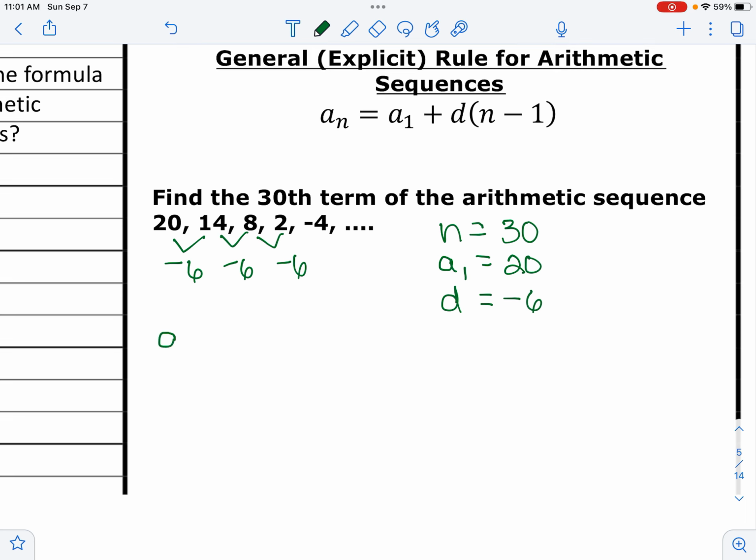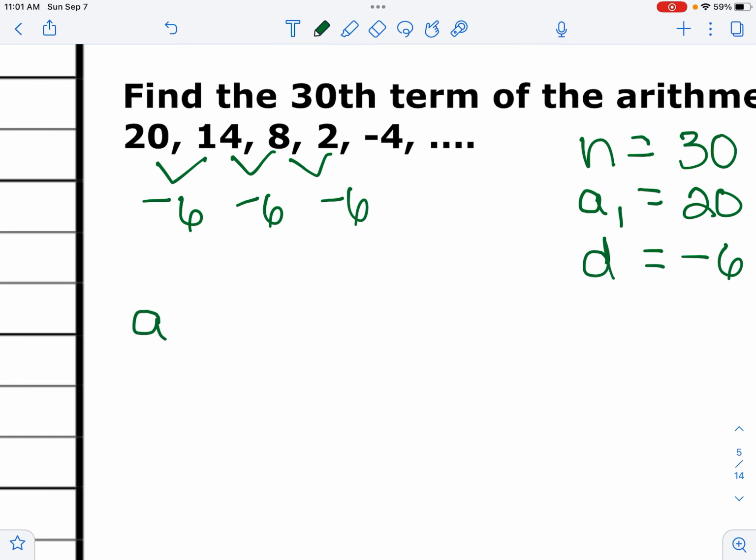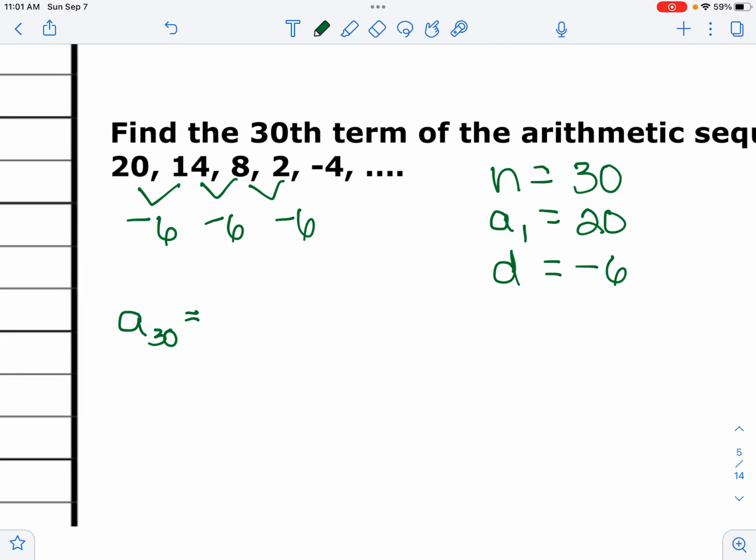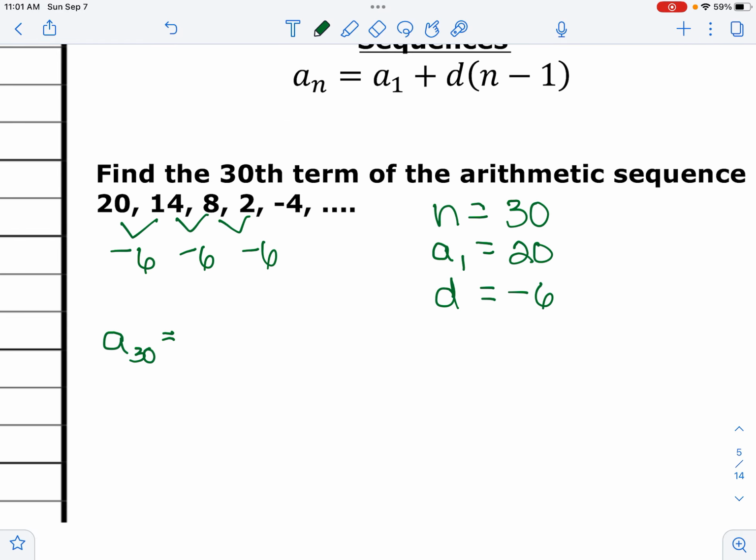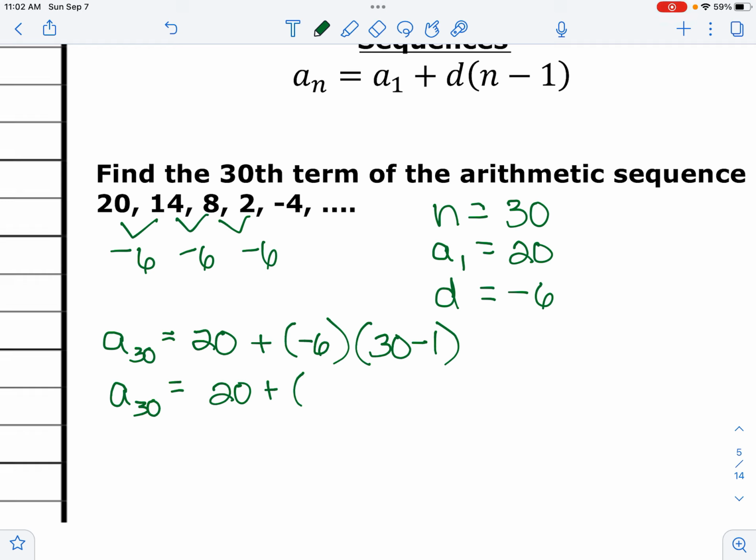So let's see, a sub 30 is equal to a sub 1, which is 20, plus the common difference, negative 6, so I'm going to put that in parentheses. And then just following this, it says n minus 1. So 30 is my n, minus 1. Okay, let's simplify. 30 minus 1 is 29.